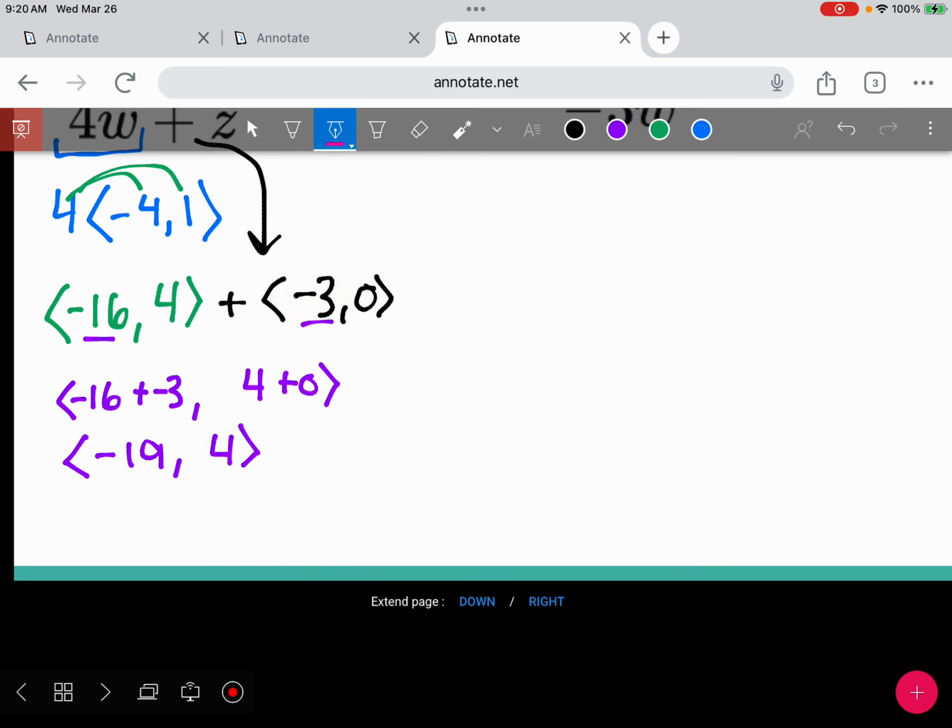All right. Questions on that bit? So then let's write this as our combination of the unit vectors. So we need our negative 19 that goes with the i, and the 4 goes with the j. It's those same unit vectors we used on the previous page.